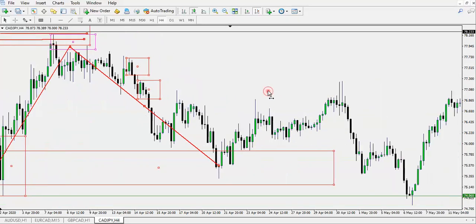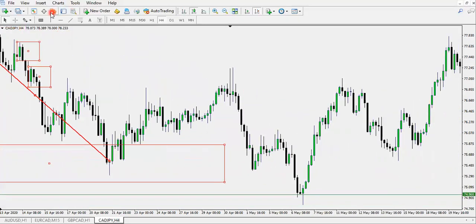But it is important to know and practice how to identify order blocks and how price reacts on order blocks. So you can see that price reacts on our order blocks all the time.